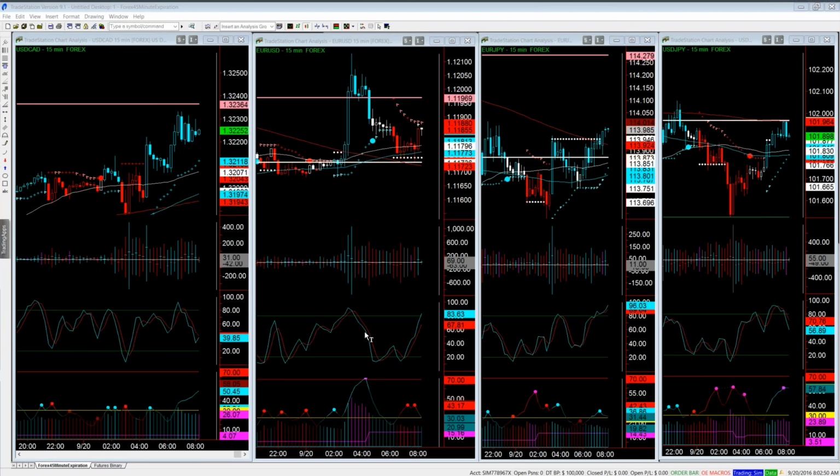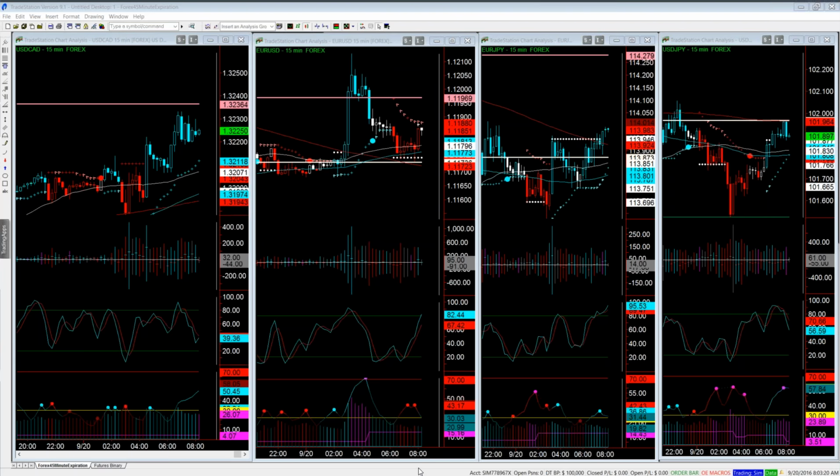I also have just a standard stochastics on here, and I use that for divergence, both trend divergence and hidden divergence. Directly under that, we have the THD ADX. And this one I mainly use to identify when price is going to go into a retracement and when the market is either in an overbought or oversold situation.